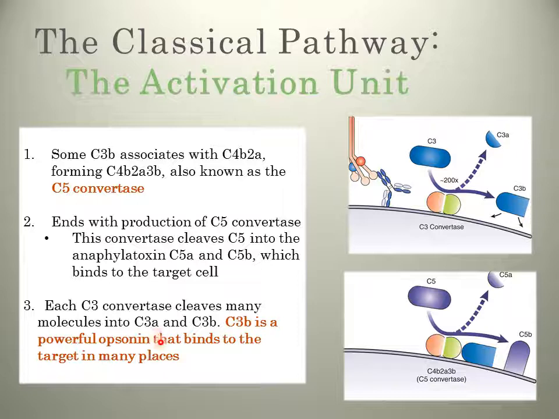Now this C3b that floated away is an extremely potent opsonin, and what it's going to do is attach in multiple places around the outside of that cell. And remember, opsonins serve to attract the macrophage to facilitate the phagocytosis of the pathogen, get rid of it that way.